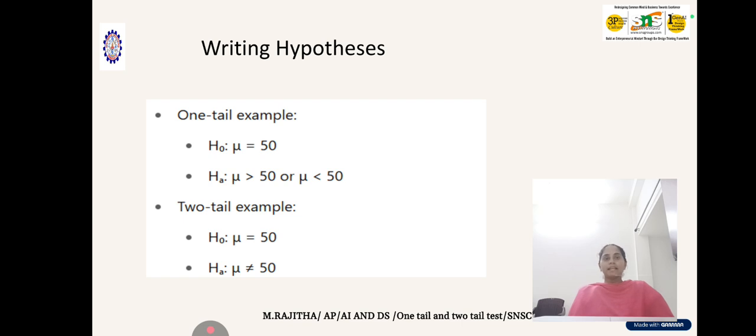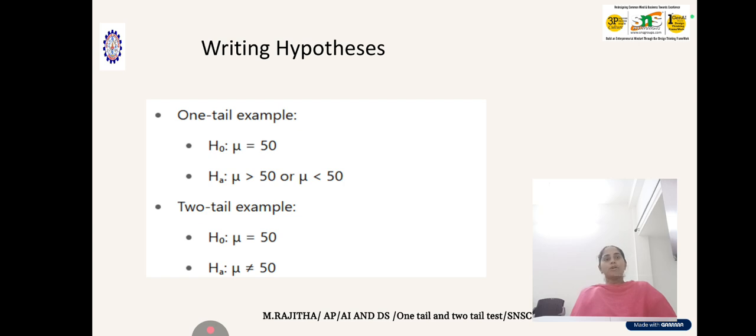For a right tail test, mu less than 50 for a left tail test. In a two tail test, the null hypothesis remains the same, stating no difference or effect, but the alternative hypothesis changes: mu is not equal to 50. This means we are looking for a significant difference in either direction. These hypotheses guide how we analyze the data and interpret the result.